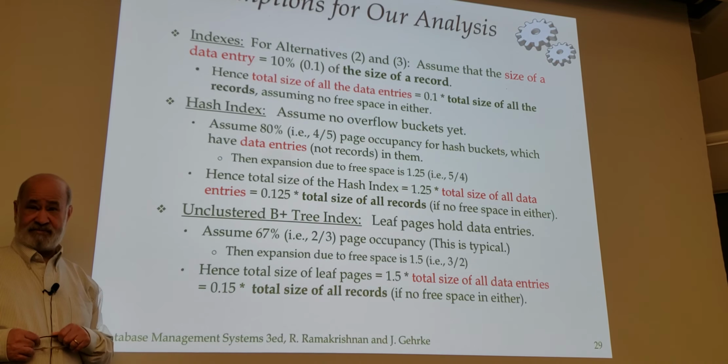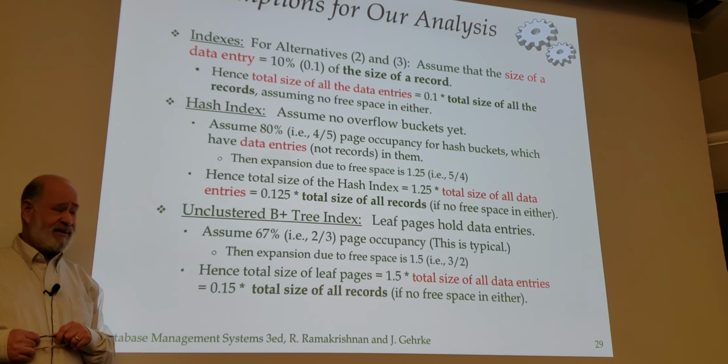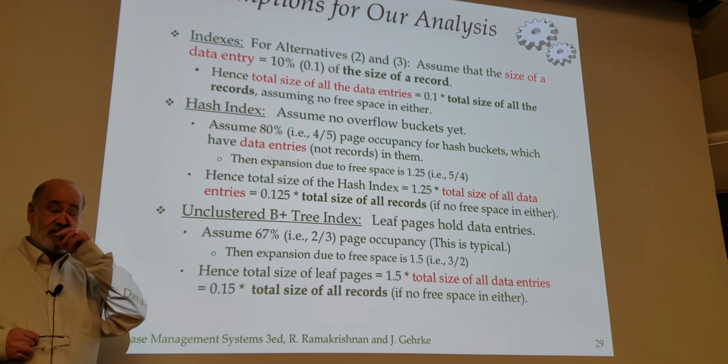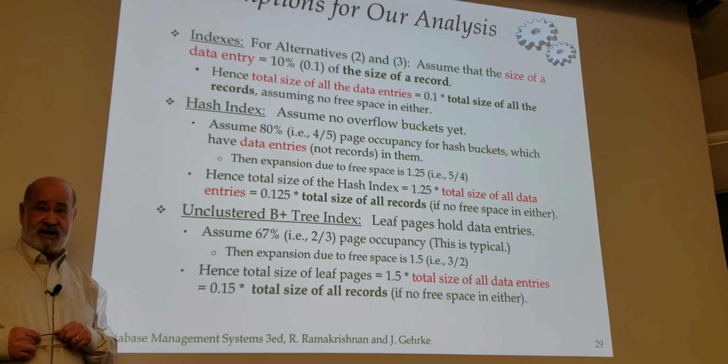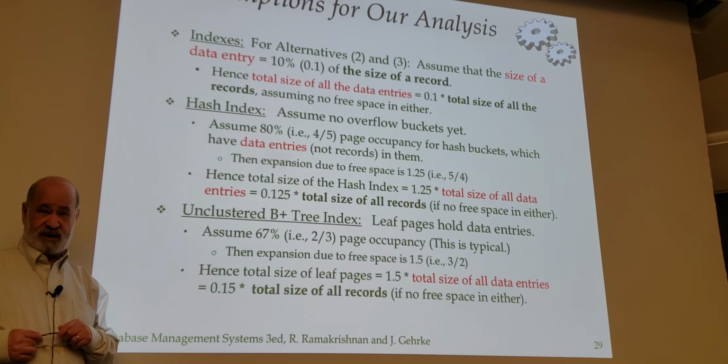How many blocks are there in the data? B. So the number of blocks that I'm going to have in the leaf pages of the index is going to be 0.15 times B. That's why we spent all this time on this. The total number of blocks in the records, if they were jammed together, would be B. Because of this combination of the 1.5 and the 1/10, the total size of the leaf pages of the unclustered index is going to be 0.15 times B. That's where that comes from.